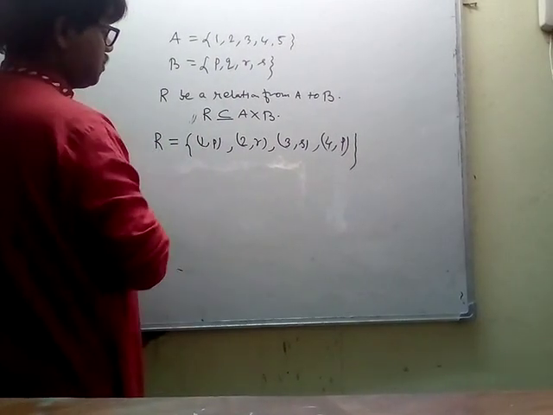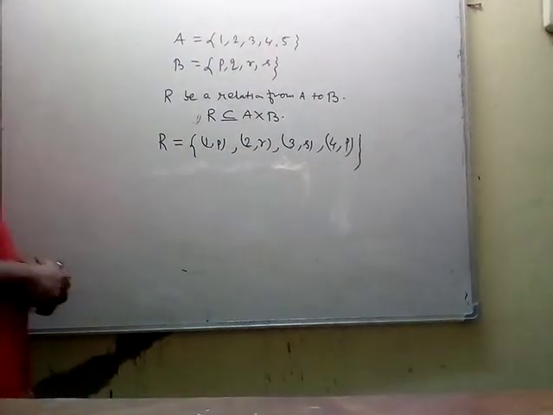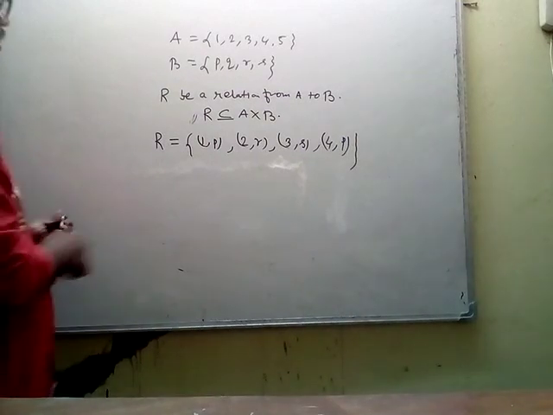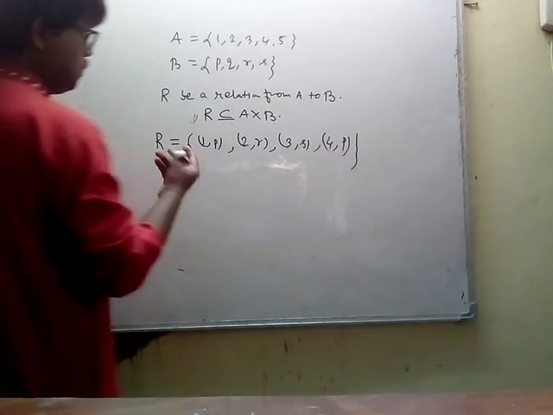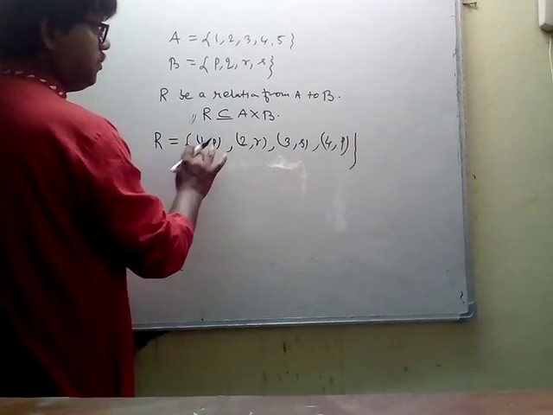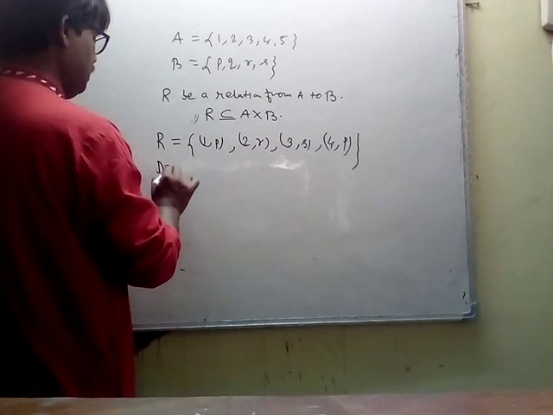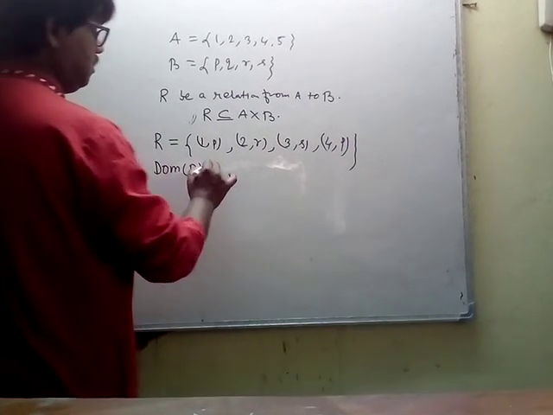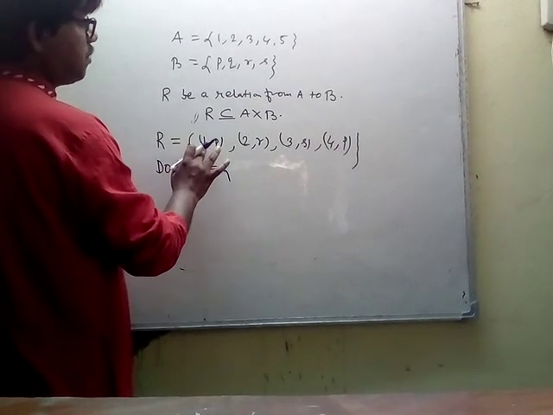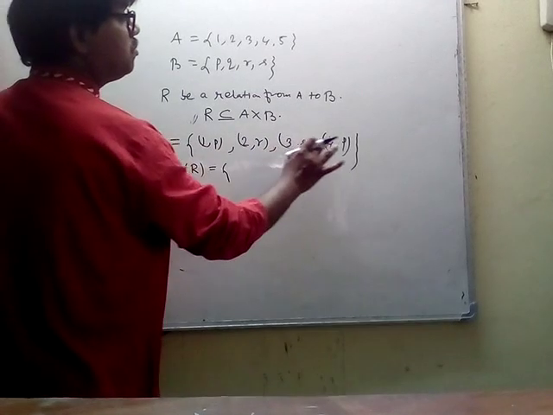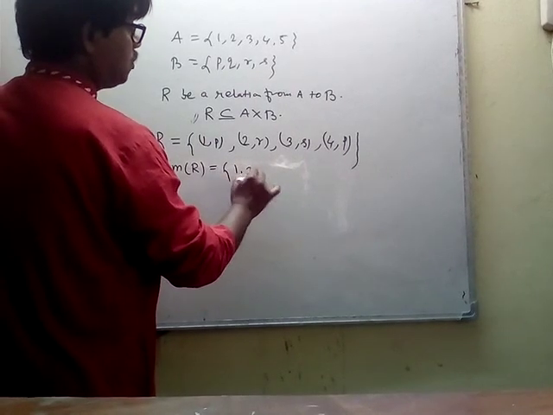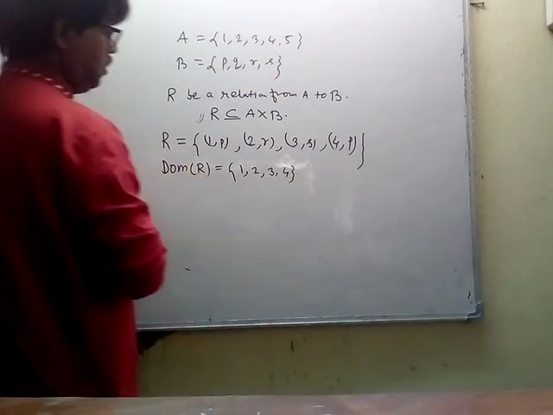So R is a relation. This is a relation from A to B. Then the domain of this relation is denoted by domain R. Domain of the relation is the set of the first elements, that is pre-images: 1, 2, 3, 4.